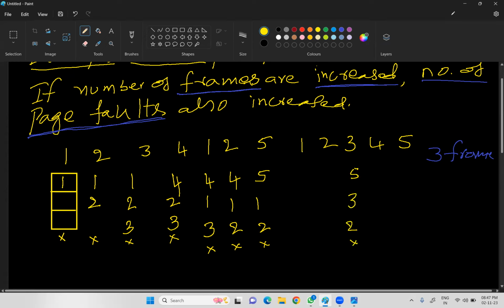Then 4. 2 will be replaced here, because 2 was introduced longest ago. So therefore 5, so let me say 3 and 4 here. 5 is already there, there is no page fault. So here the total number of page faults will be 1, 2, 3, 4, 5, 6, 7, 8, 9. 9 page faults are there, as 3 frames have been allocated for our process, for our reference string. Hope that you got this one.